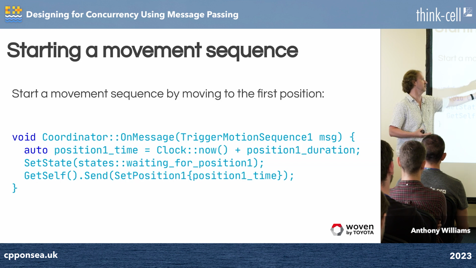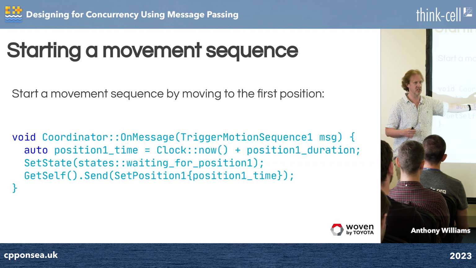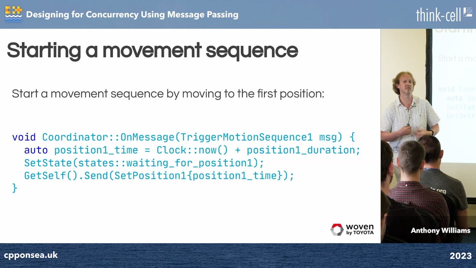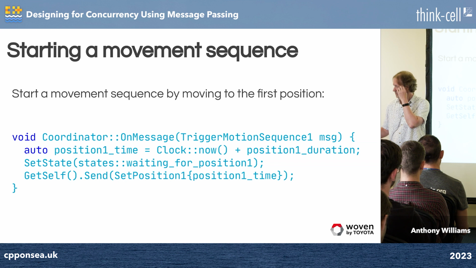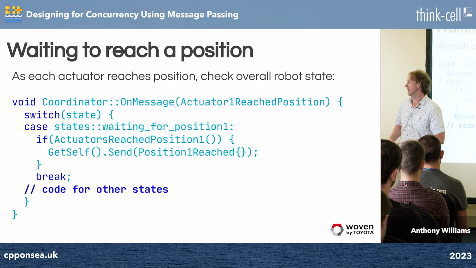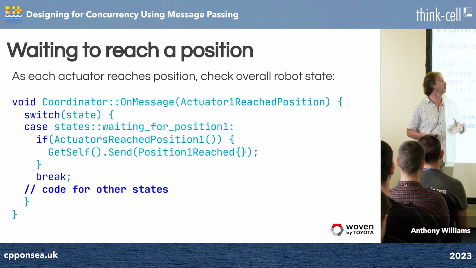So, if someone says trigger a full motion sequence, then we start by asking, when do we need to be at position 1 in that motion sequence? We're going to set the state to waiting for position 1, and then send the first message to trigger things off. And then as each one comes in, we need to process it.